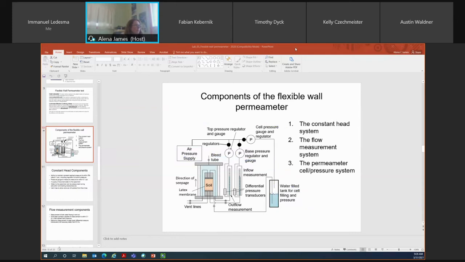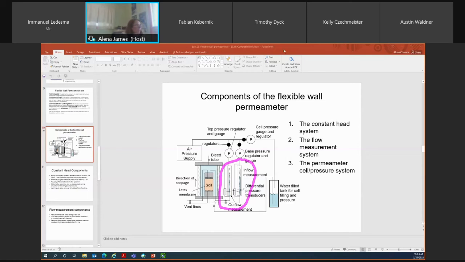You also have a flow measurement system. If we look at our flow measurement system, it's simply this small component here. Your flow measurement system would include two burettes. You would have differential pressure transducers to measure the change in water levels. So that is what is encompassed within your flow measurement system.